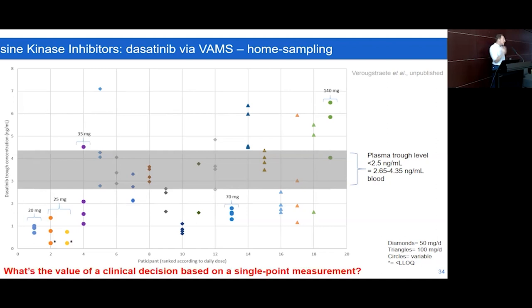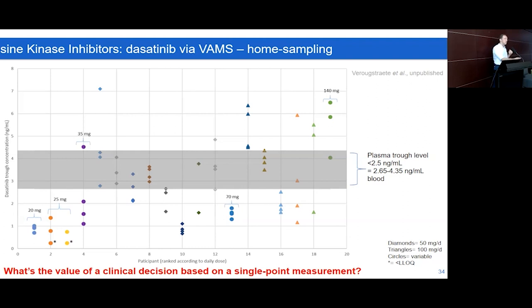And actually, we really don't know what happens in these patients. So you could argue, what's the value of a clinical decision based on a single point measurement? Because someone comes to a hospital, you get a concentration, and we don't know if that patient would come the day after and you would actually get the same concentration, although in theory the patient did nothing different. So we don't know what underlies this variation. It's something that we want to evaluate.